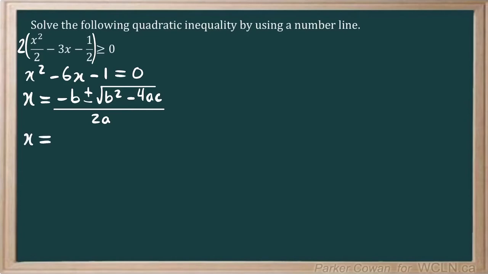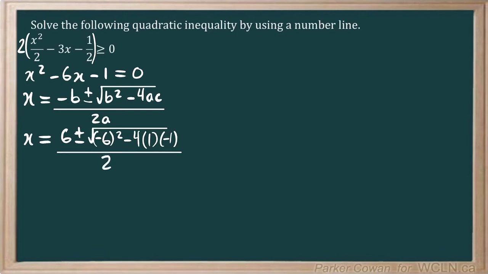So B is negative 6, and we need to use negative B, so that's going to end up being just positive 6 as the negatives cancel out. Then B squared is negative 6 squared, minus 4. A is just 1, and C is negative 1. And then 2 times a is 2 times 1, so I'll just put 2. All right, 6 plus or minus the square root of negative 6 squared, which is 36. Minus 4ac, well, this is actually going to become positive because we have a negative here and a negative here. This is just going to be 4. And that's all over 2.